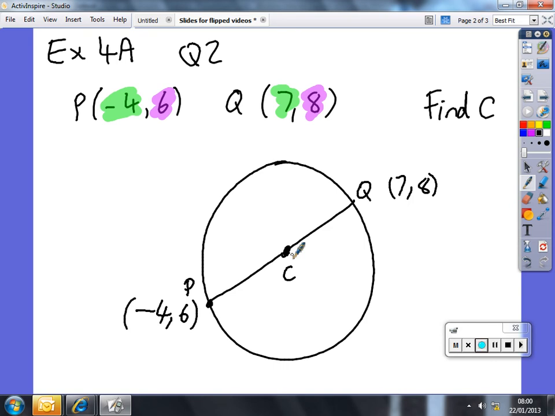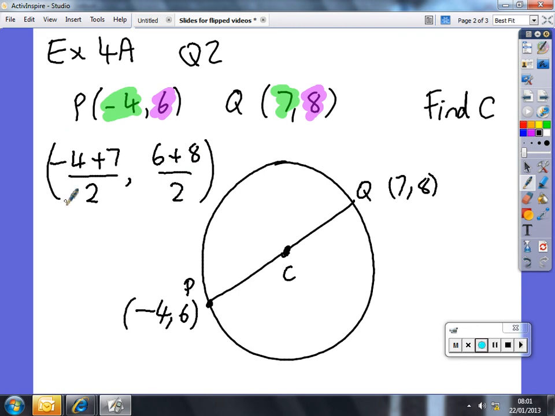So the question simply asks us to find C, the centre of the circle. Using the fact that PQ is a diameter, all we need to do is find the midpoint of PQ. So let's just have a look at that formula again. All we do, if we do it over here, is we do -4 add 7, the two green coordinates, and half the answer, and 6 add 8 over 2, the purple coordinates. Those are the coordinates of our midpoint.